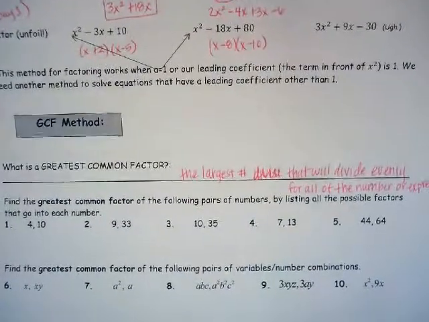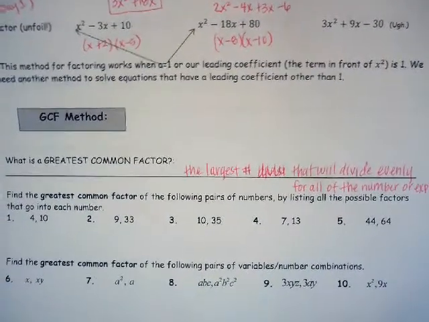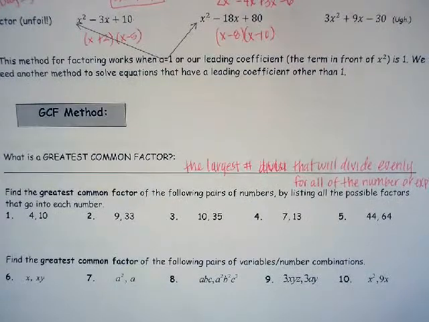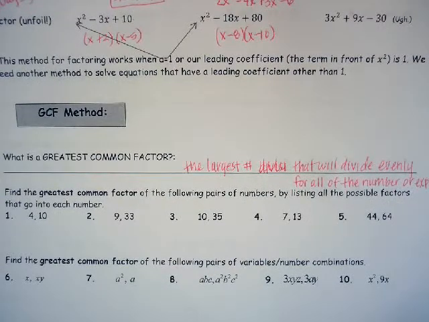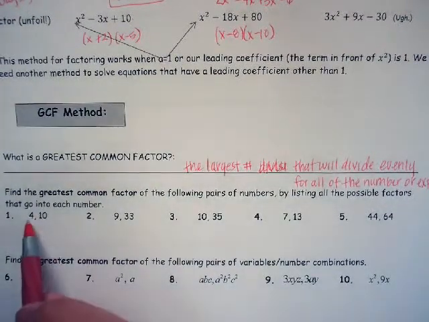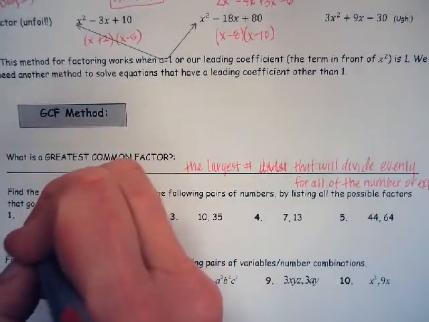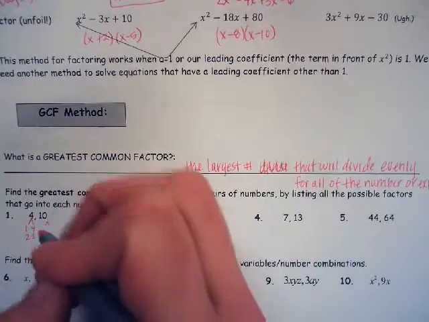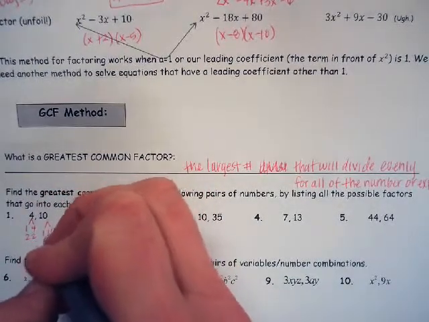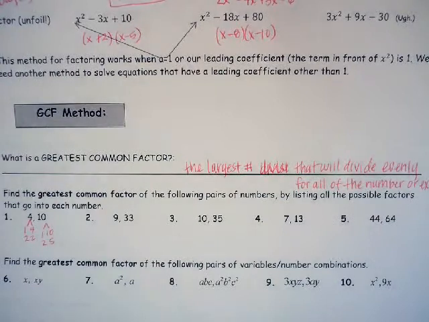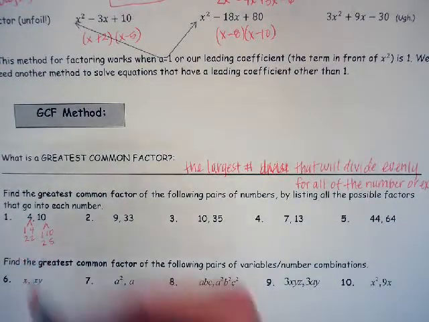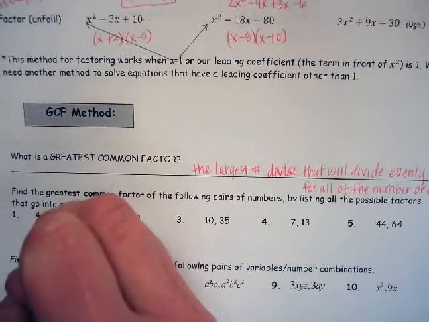So let's find the greatest common factor of the following pairs of numbers by listing all the possible factors that go into each number. Well, we can look at this, and I know that 1 and 4 and 2 and 2 go into 4. And on 10, I have 1 and 10 and 2 and 5. So the greatest possible factor, the biggest number that both of these share, is the number 2.